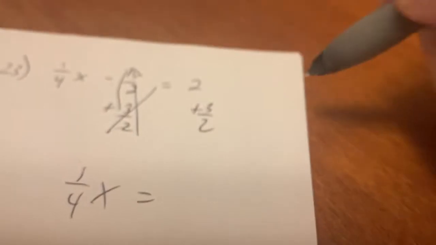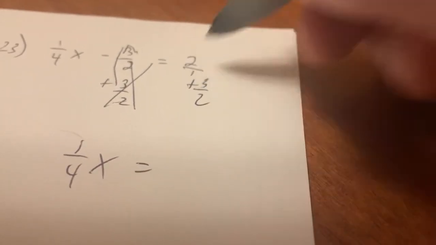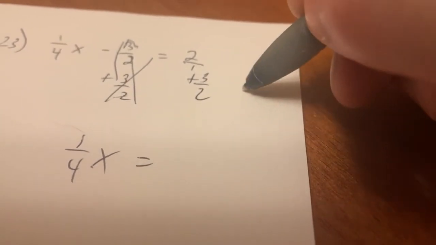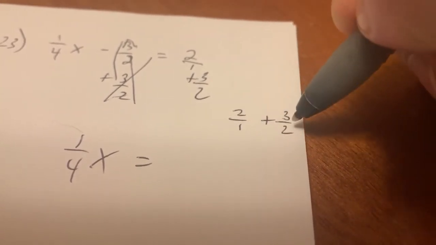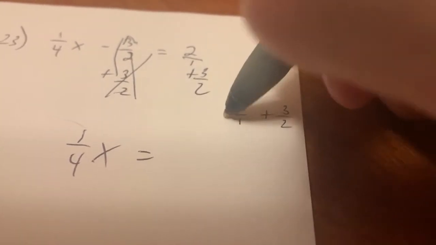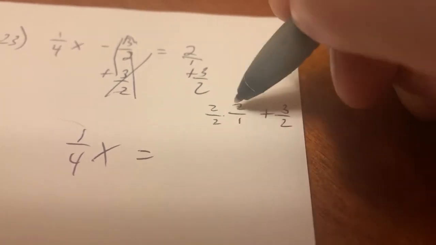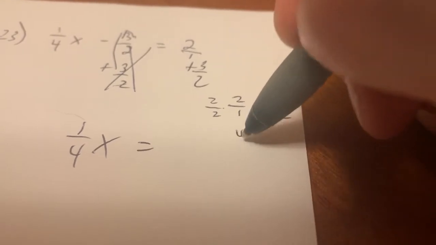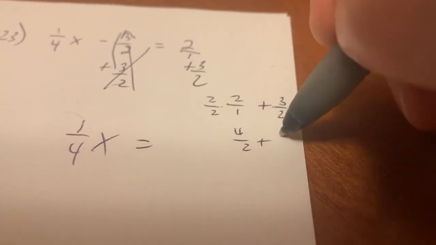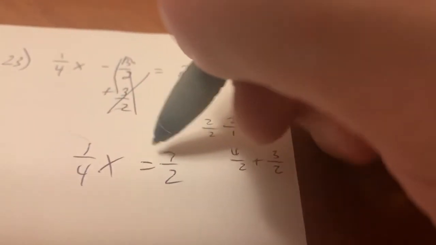On the other side, you have 2 plus 3/2, or 2 over 1 plus 3/2. So I'm going to do that over here. 2 over 1 plus 3/2. The common denominator is 2, so I'm going to multiply this side by 2 over 2. And I'm going to end up with 4/2 plus 3/2, and that's 7/2. So I have 1/4 x equals 7/2.